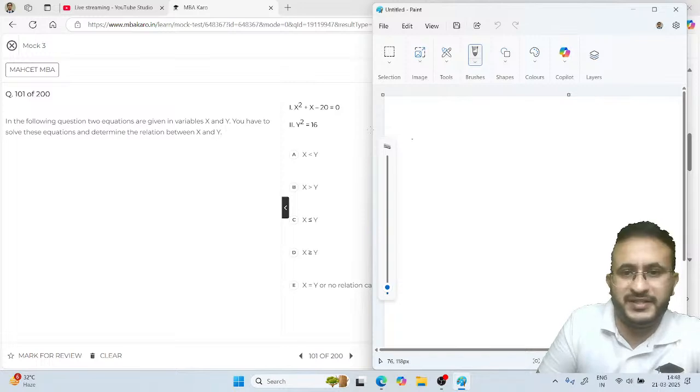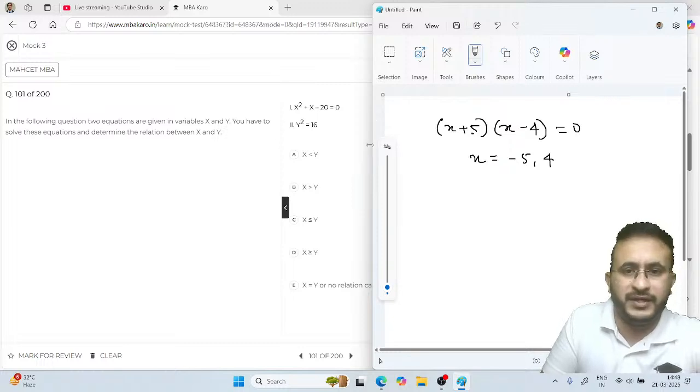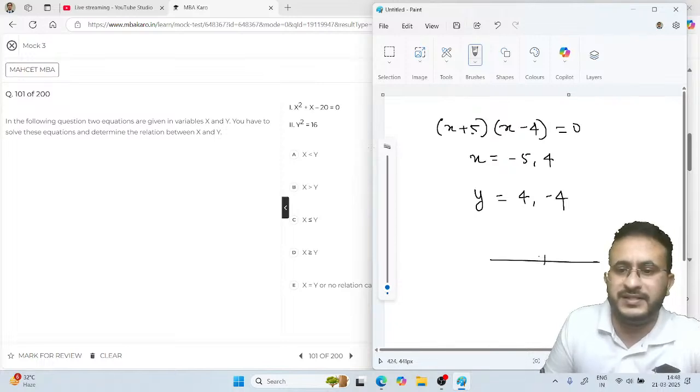x minus 20 is equal to 0. Okay, so we have (x plus 5) into (x minus 4) is equal to 0. So x is equal to minus 5 or 4. Second is y squared equal to 16, so y is equal to 4 or minus 4. Right. Now this is the value of x, x is 4 and minus 5, and y is 4 and minus 4.